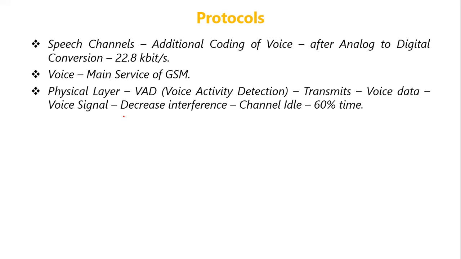This uses the 13 kilobits per second from the voice codec plus redundancy, CRC bits and interleaving. The output from the voice codec is 13 kilobits per second, but after adding redundancy bits, cyclic redundancy checks and interleaving, the data rate will become 22.8 kilobits per second. So voice is the main service that is offered by GSM.